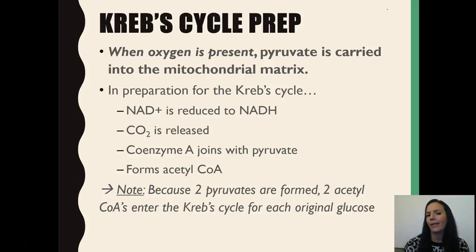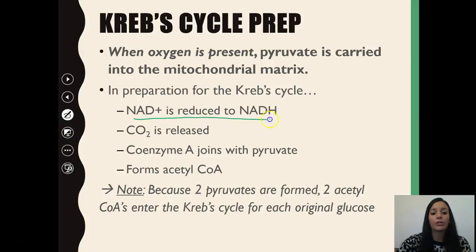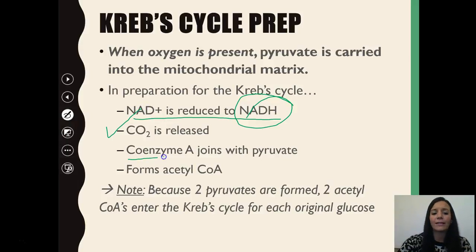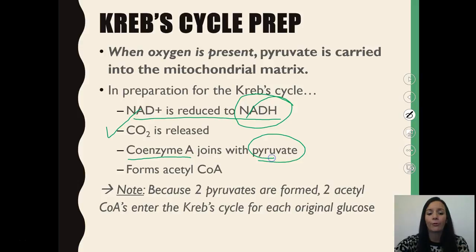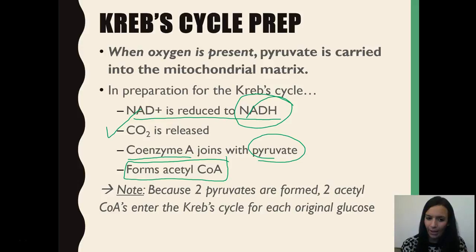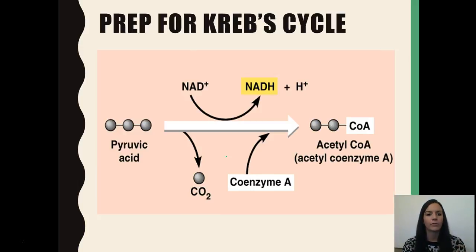In this case, the pyruvate's carried into the mitochondrial matrix. In this preparation stage, a lot of stuff goes on. First of all, NAD+ is reduced to make more of that NADH that we'll need later. We also release CO2, and something called coenzyme A is going to join with that pyruvate we've made. This forms a really important product known as acetyl-CoA. And please pay special attention to the fact that because we made 2 pyruvates, technically there's 2 acetyl-CoAs that are going to enter the Krebs cycle for each 1 molecule of glucose.